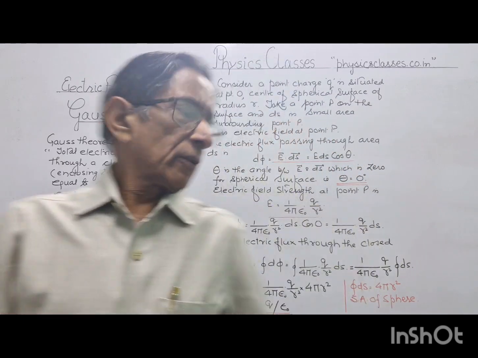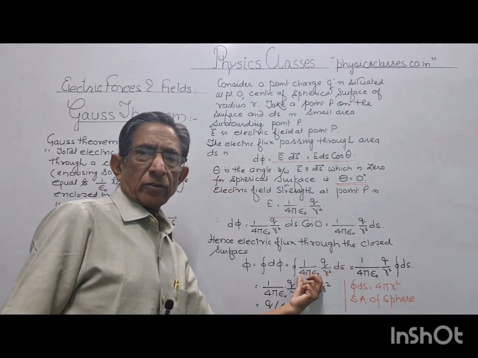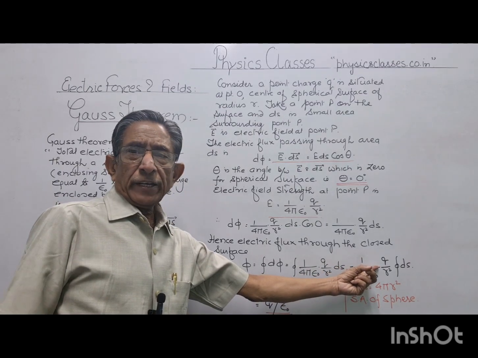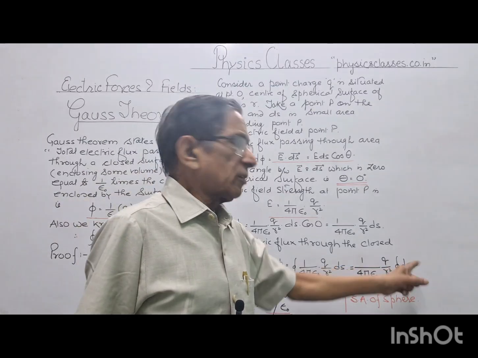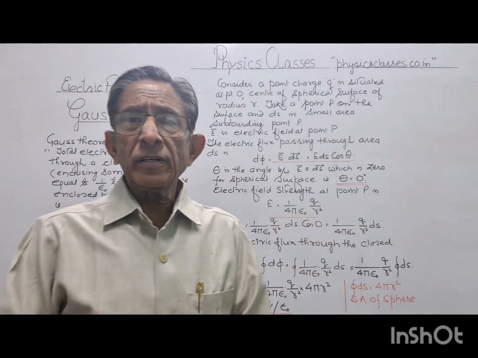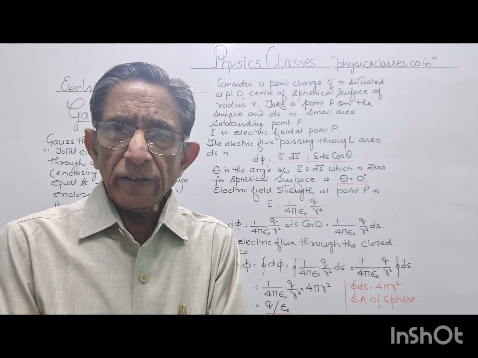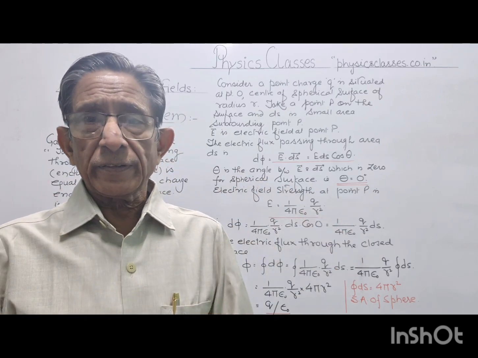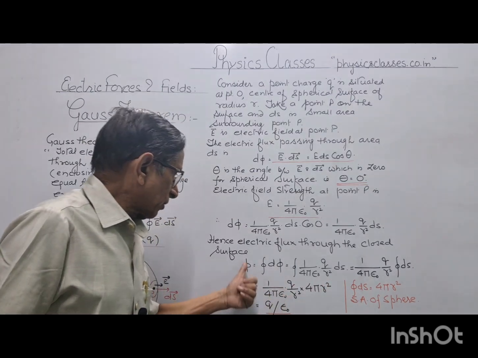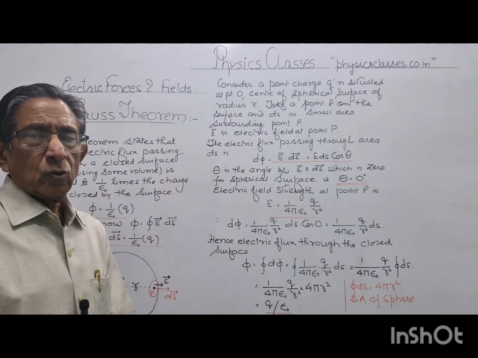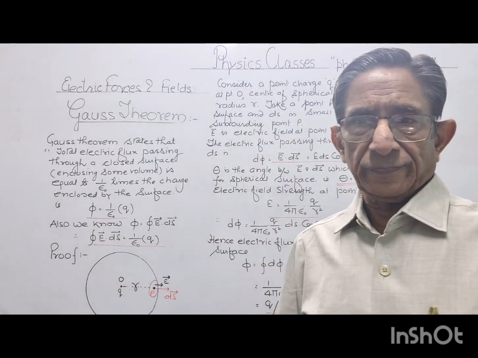When you integrate, you find that this term is constant, so I have taken it out. A constant cannot be integrated. We are left with integral dS. What is integral dS? Integral dS is the area of the surface, a spherical surface, that is 4 pi r square. It cancels out. Flux is equal to q upon epsilon naught. It proves your Gauss theorem.